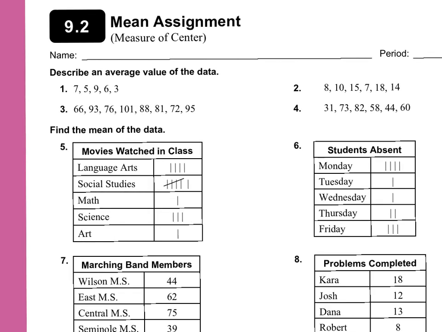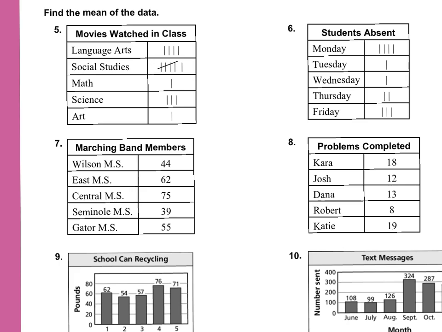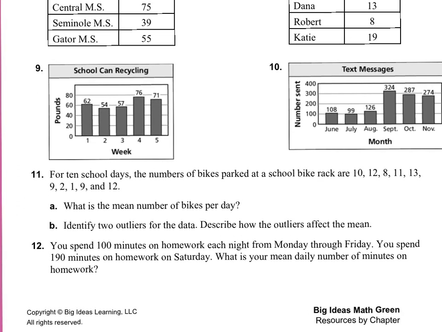On numbers 1 through 4, we're going to put them in order from least to greatest, add them up. And then on the next one, we have 5 different numbers that we're using. You can see how those work. Number 7, I think you guys can do it. There's 10 problems that you're going to have to just find the average of those, and you can use a calculator. And then we have 10 school days, the numbers of bikes parked at a school bike rack, and it shows your data. What is the mean?